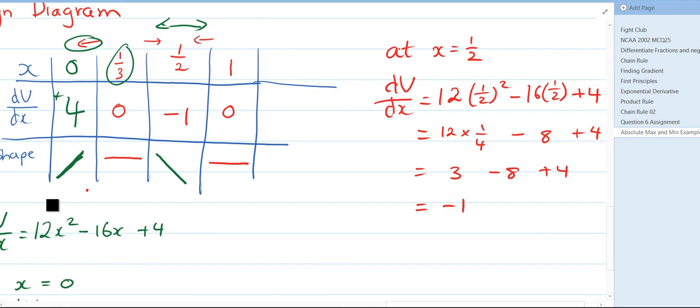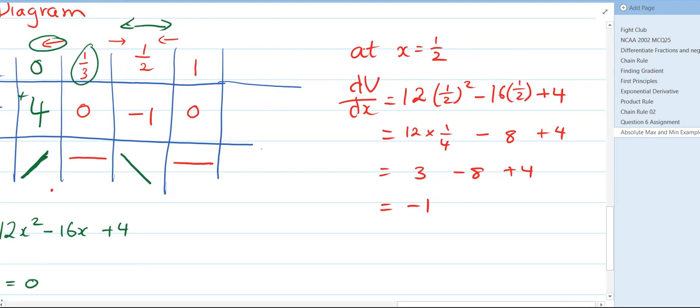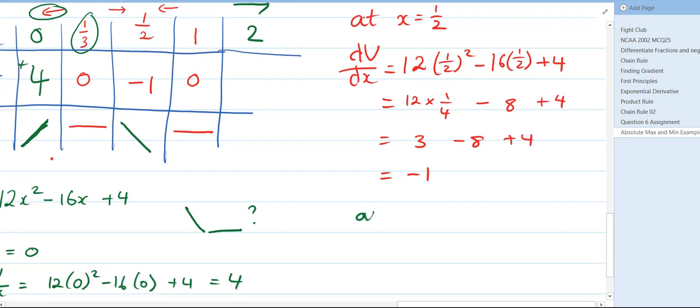Okay? And so then the next point I need to find is pick a number after 1, and I want to know what my gradient is, because currently this is what I have. I've got gradient negative, gradient 0. I don't know what the next one is. So let's sub in, let's say 2. Okay, at x equals 2, dv dx, what is it equal to?